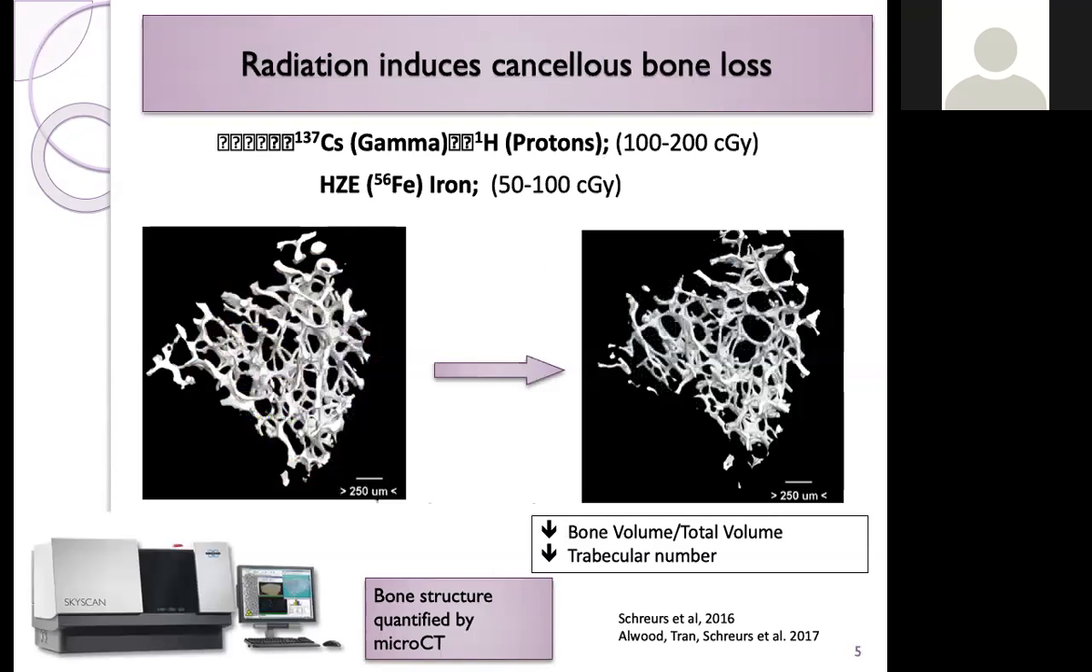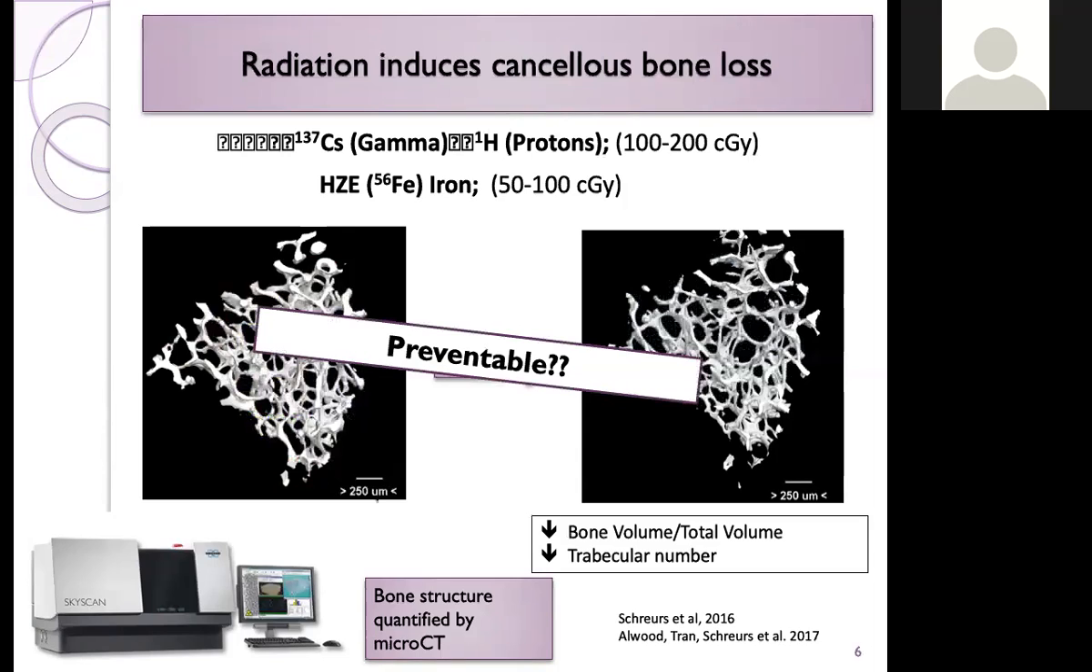Our lab and other labs have shown that radiation induces cancellous bone loss in rodents. The cancellous bone is the spongy part of your bone, and both low LET radiation such as gamma and proton, or high LET such as iron, induce bone loss. You can see a 3D structure of the bone, and after radiation you can see less white and less trabeculae or thinner trabeculae. We quantify this by bone volume over tissue volume, which is BV/TV, and trabecular number and thickness, which we measure with micro-CT. And our main question was, is this preventable?